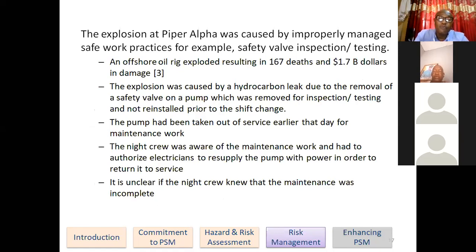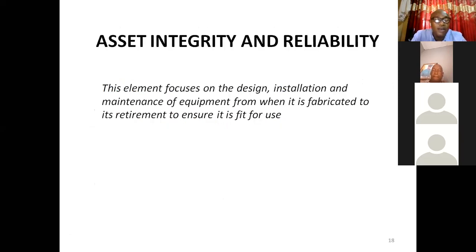And I gave an example of improper management of work practice, where an oil rig safety valve was removed by a worker in the morning, and they did not document it properly. The workers that came to work on the night shift just operated the machine without knowing that the safety valve had been removed. That caused an explosion and it killed over 167 workers.